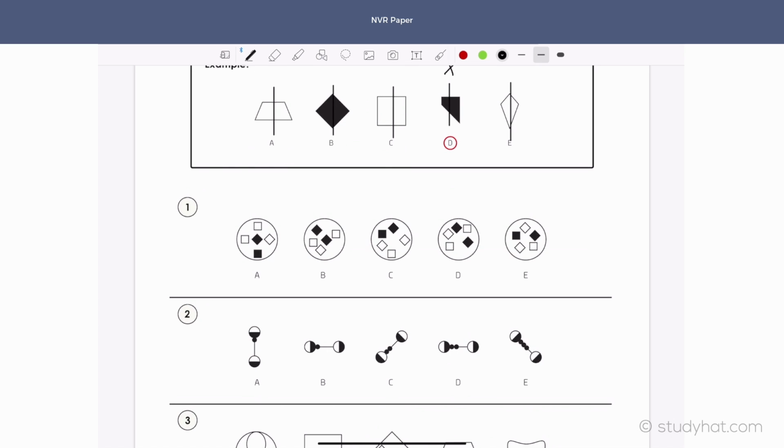Okay, on to question 1. Okay, with these types, we've got different shapes. Let's start to count what we've got inside. So here we've got 1 diamond and 4 squares.